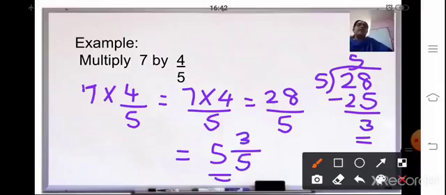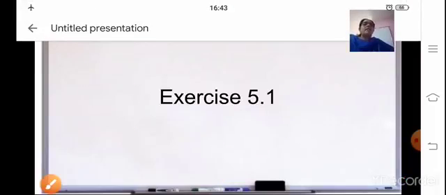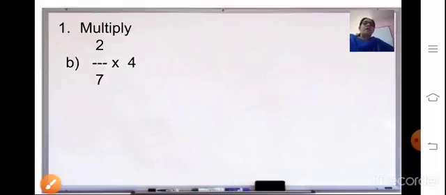So your answer is 5 whole 3 upon 5. Okay. Now coming to our exercise 5.1. Here you have to multiply the B sum, 2 upon 7 multiplied by 4. So you'll multiply this.